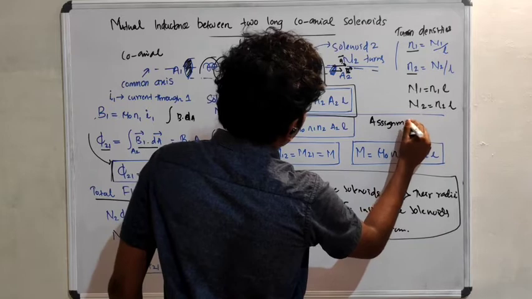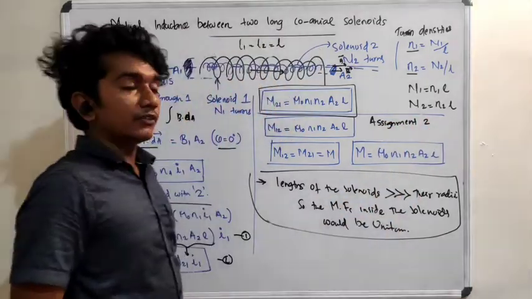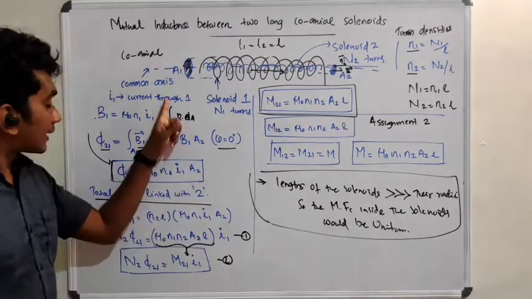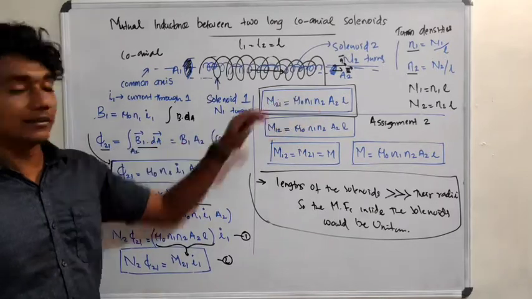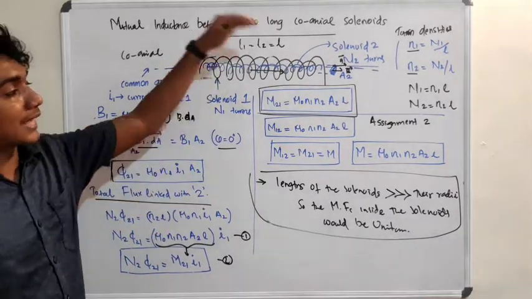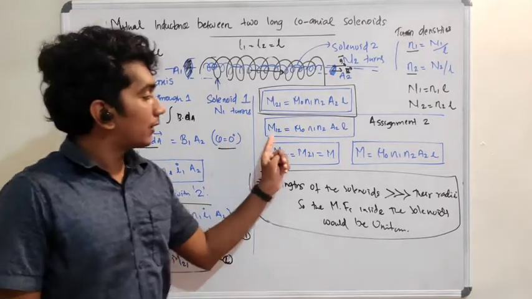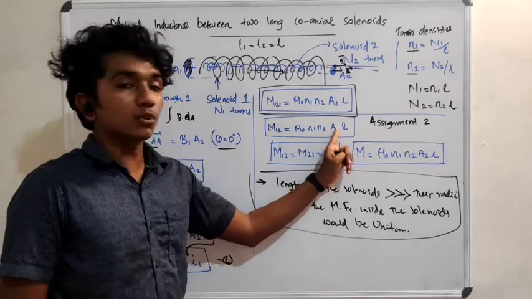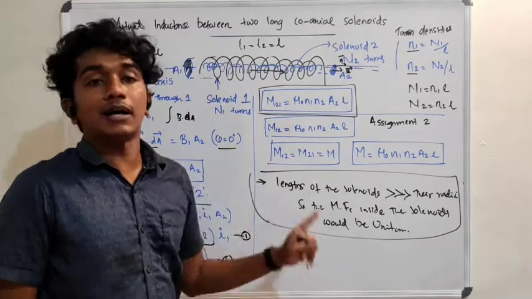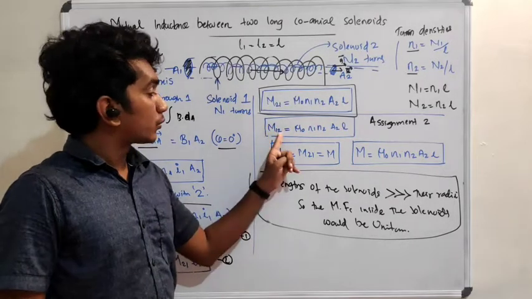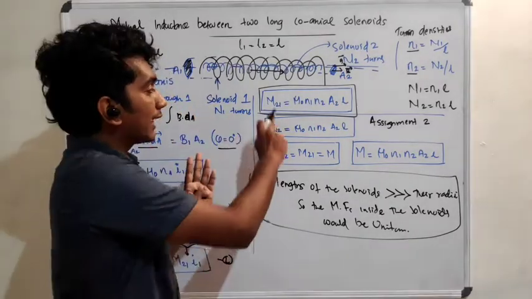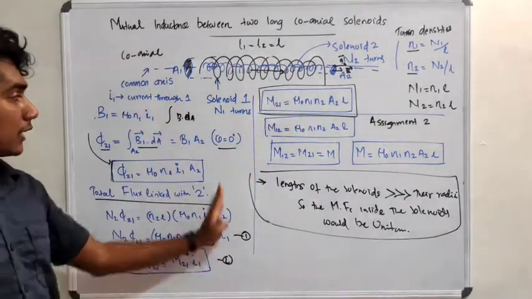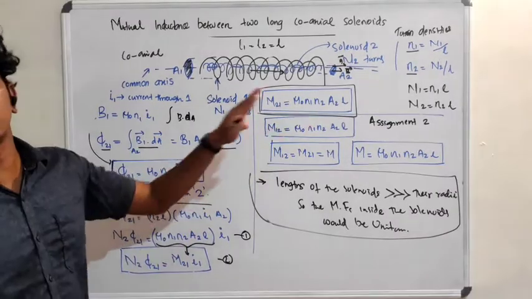The mutual inductance of the first solenoid with respect to the second one is an assignment for you. This is assignment number 2. You have to do it yourself. I think you got the steps till here. Now you associate the second one with respect to the first one, and then you will get the same answer, M12 is equal to mu 0 n1 n2 A2 L. That is our aim. Keep in mind that we have to get M21 and M12 as the same. Work on it, continuing the same steps.